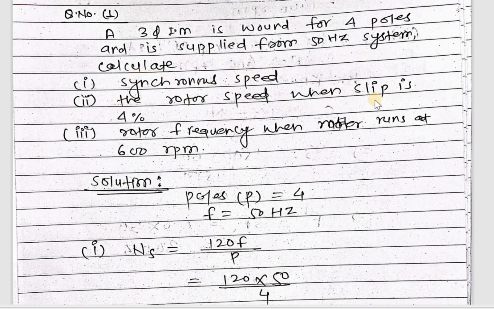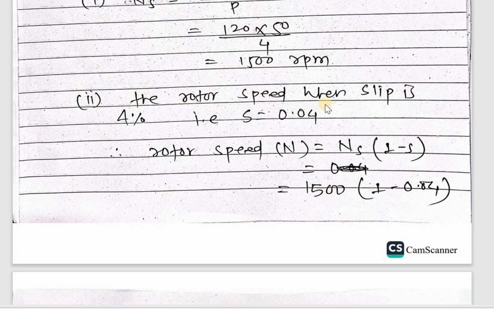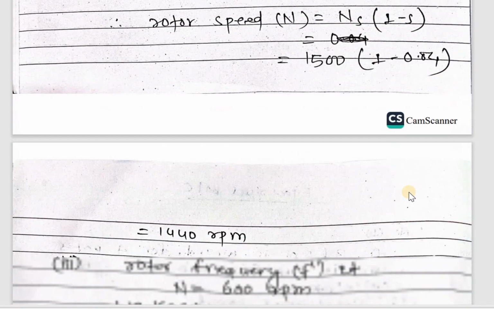Calculate the synchronous speed, the rotor speed when slip is 4%, and the rotor frequency when the motor runs at 600 rpm. In the question given, pole equal to 4, frequency 50 Hz, and we know synchronous speed equal to 120 f by p. So 120 into 50, where 50 is the frequency, upon pole 4, so 1500 rpm. The rotor speed when slip is 4%, that is slip is 0.04. Then rotor speed, we know the formula, N equal to Ns into (1 minus s), so 1500 into (1 minus 0.04).